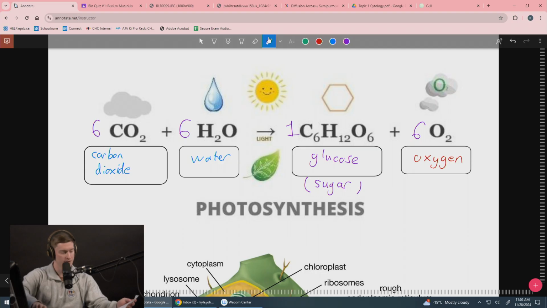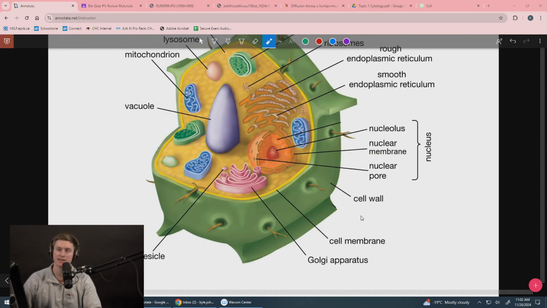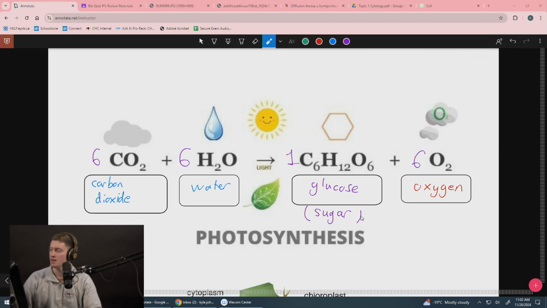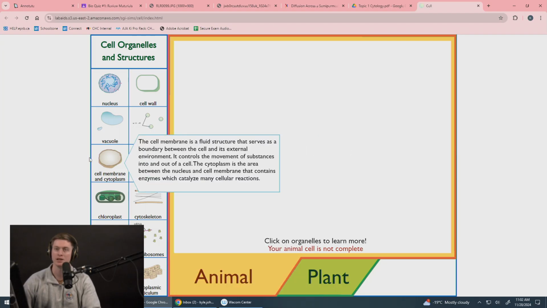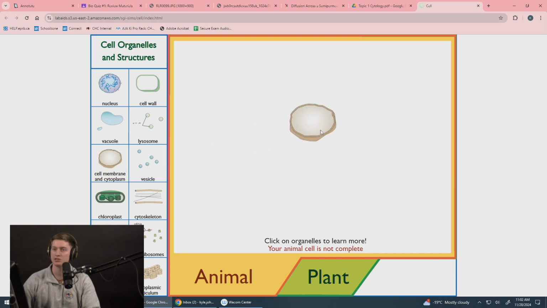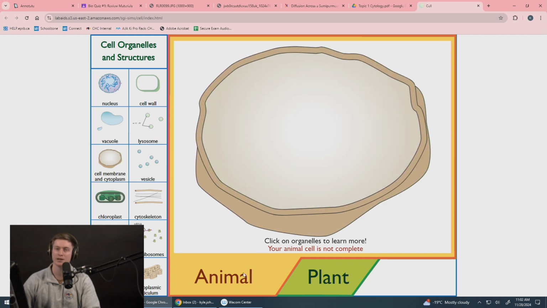Almost done for today. There is a lot of good practice questions that follow on this page, as well as a nice diagram of a plant cell. I'm going to post a link in the description section of this YouTube video to this cell builder activity, which I think is really good for testing your knowledge. If you hover over each of the organelles, it also tells you what its function is. And then you're going to be using it to build a cell. So right now I'm building an animal cell.